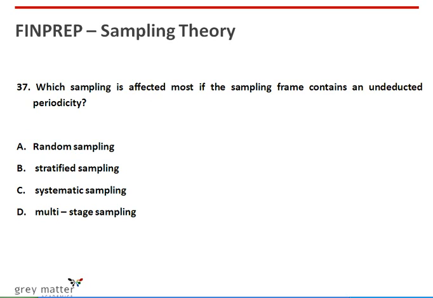37th problem. Which sampling is affected most if the sampling frame contains an undetected periodicity? It is the systematic sampling. As per the solution in your PowerPoint, it is the C option, which is systematic sampling. It's because of the concept of types of error: the sampling which is affected most if the sampling frame contains an undetected periodicity is only systematic sampling. So the answer is C option, which says systematic sampling.